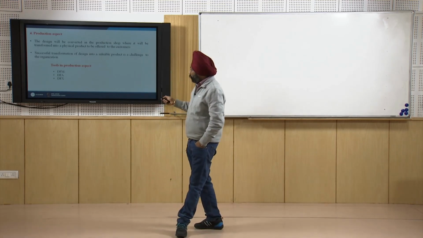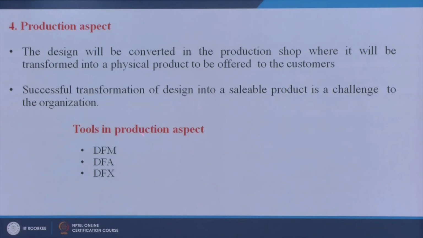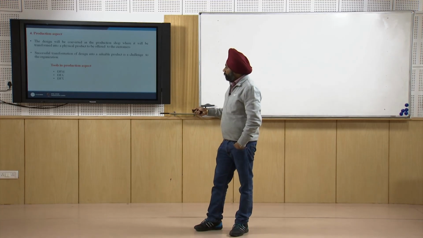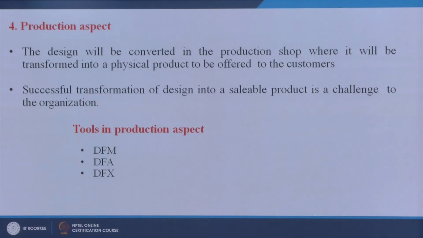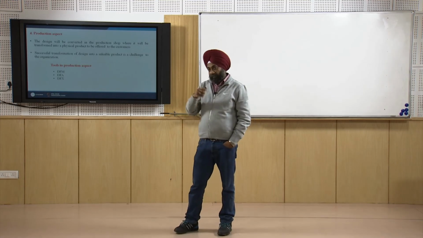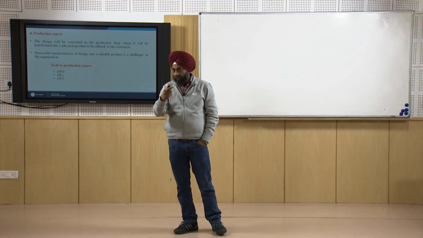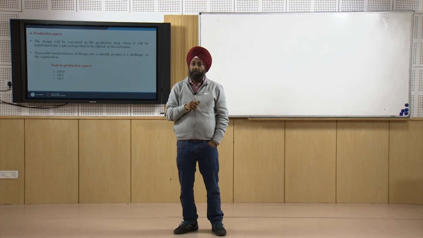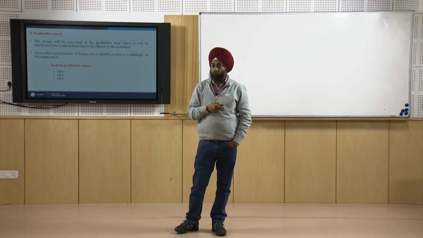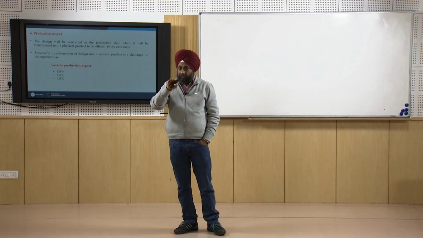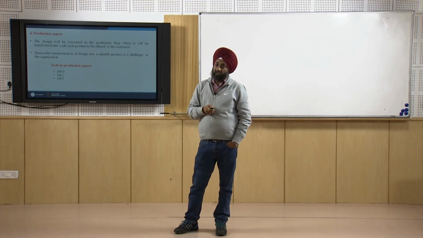So at the production stage, there are a few engineering tools that we will cover during our next lectures. Those will be design for manufacturing, design for assembly, and design for X. So we will see all these tools in the subsequent classes. In week 3, we will see the basic details of these tools with some examples, how these tools have been helpful in launching a successful product in the market, or how they have been helpful in simplifying the process of design.